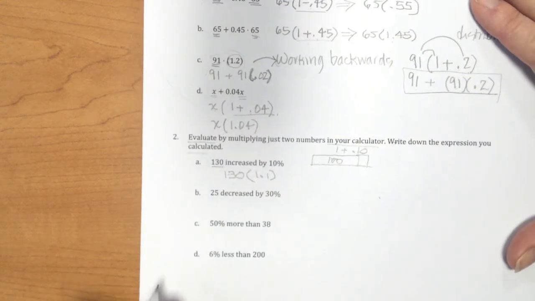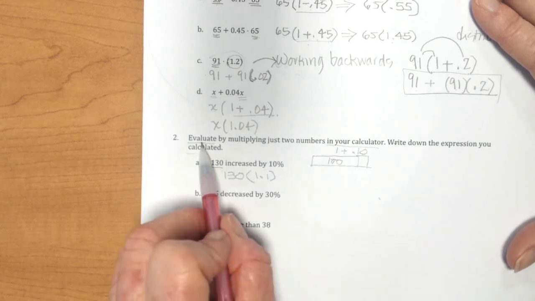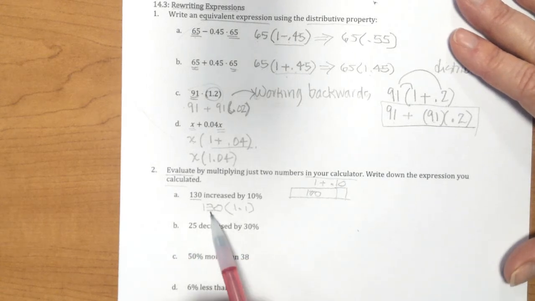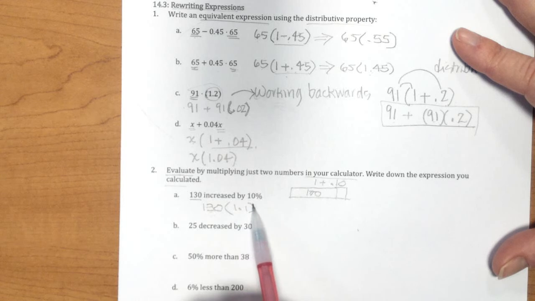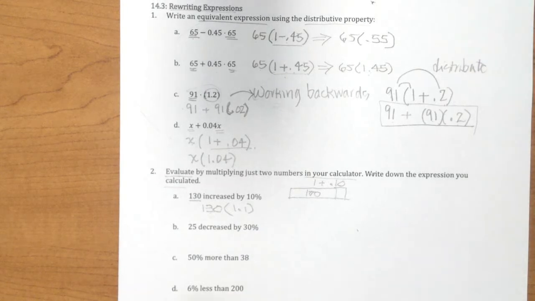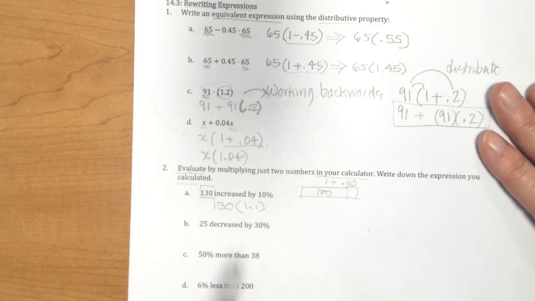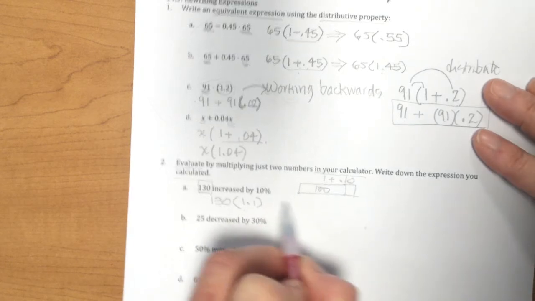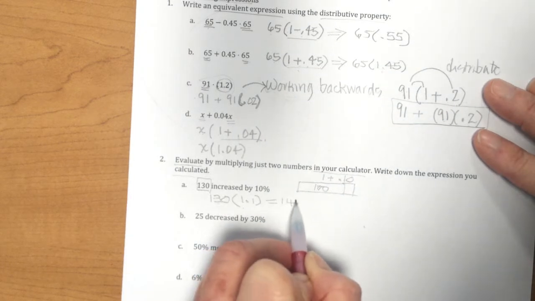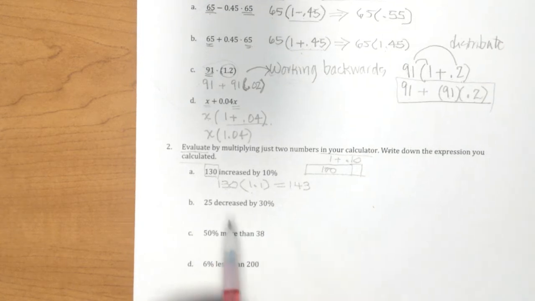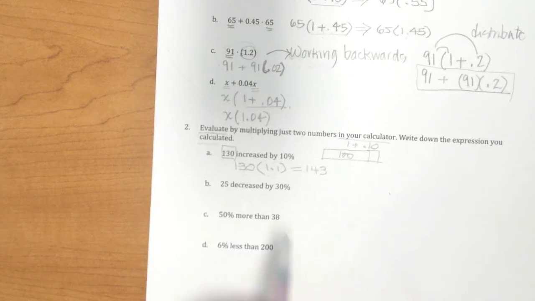Okay, so now if I look to the next one, this is what I'm evaluating. What is this? And again, I'm going to use a calculator. So if I've got 130 that's being increased by 10%, that means I'm going to end up with more than 130. So again, using a calculator, 130 times 1.1 is equal to 143. Okay, so what I want you to do is try B, C, and D on your own, noting that we've got decreased.